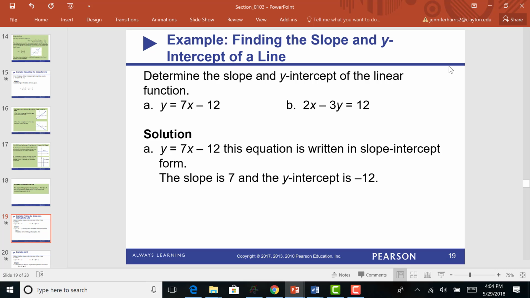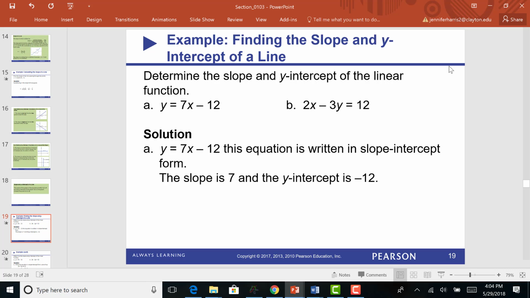I don't have y by itself yet. What do I do? Divide by negative 3. Everything on both sides is divided by negative 3, so y equals positive 2 over 3 x. A negative divided by a negative is a positive, so that's a positive 2/3 x. 12 divided by negative 3 is negative 4. Now what's the slope? 2 over 3.